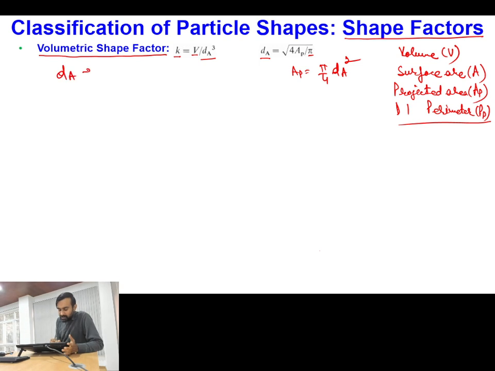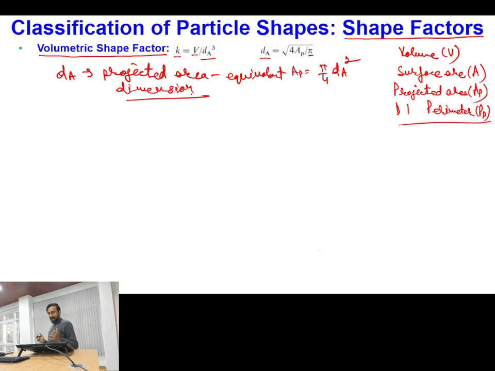dA is nothing but projected area equivalent dimension. Is this one clear? So it means that if you take any particle, if you take the projection of the particle, if you take a sphere, what will be the projection of the sphere? Circle. You will be having a circle, and what will be the cross-sectional area of this circle?